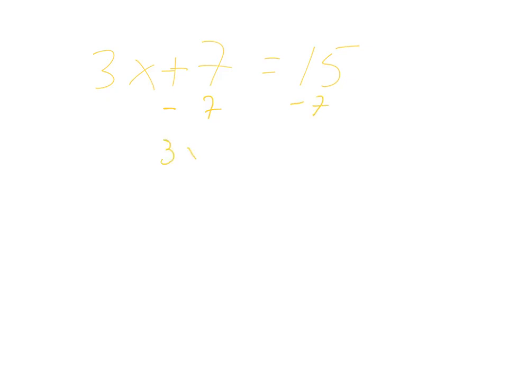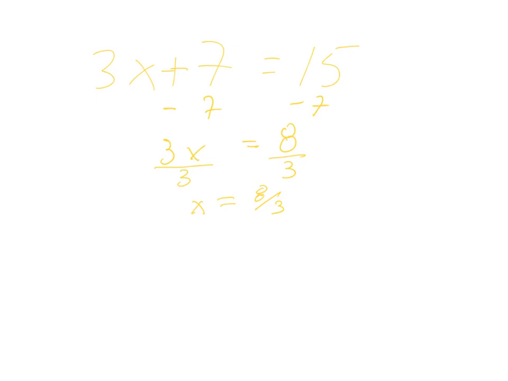And then we're left with 3x equals 15 minus 7, which is 8, right? What then happens? Well, this says 3 times some number equals 8. So I've got to divide. Why? Because divide is the opposite, or the inverse operation, of multiplication. So I divide both sides by 3, and I get x equals 8 over 3.